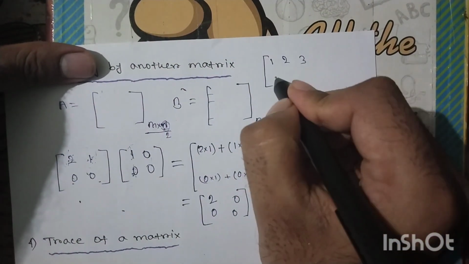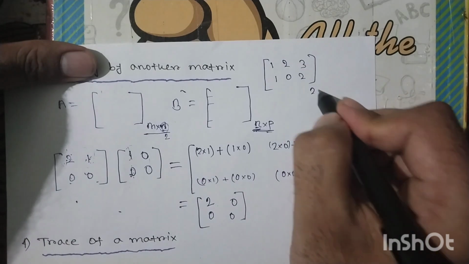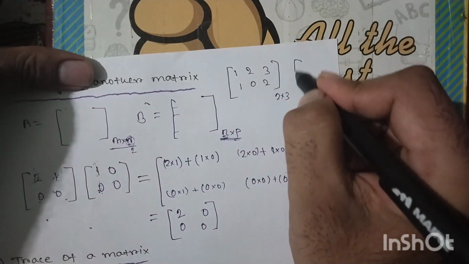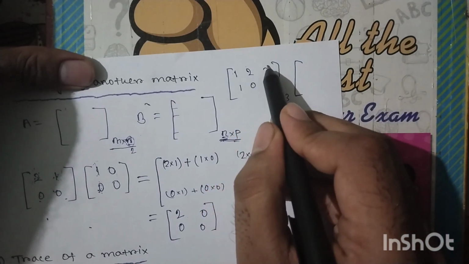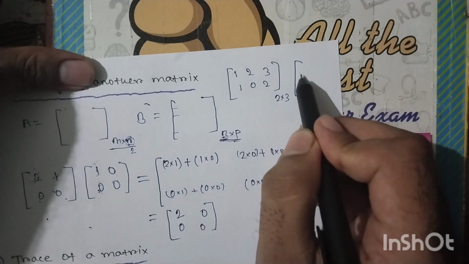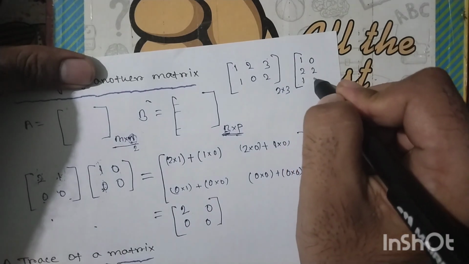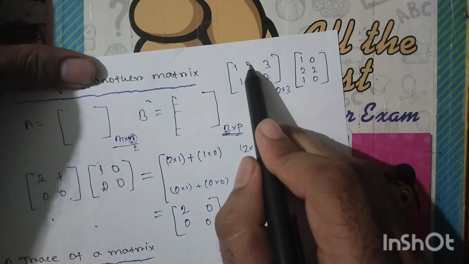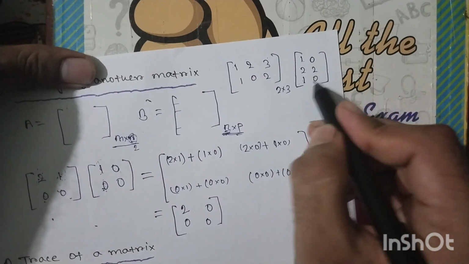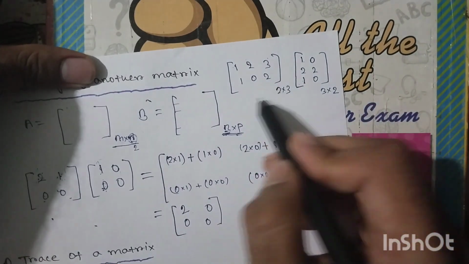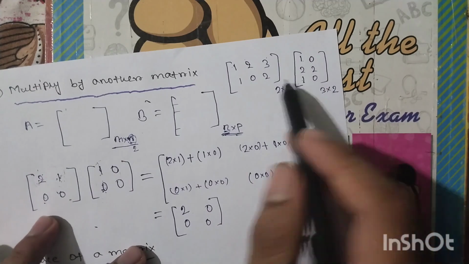Example here: 1 2 3, 1 0 2. This is 2 rows, 3 columns, a 2 cross 3 matrix. We already told you that the number of columns should be equal to the number of rows here. So take an example: the number of columns equals the number of rows, but it is a 3 cross 2 matrix. These are not square matrices at all, but we can still multiply them.